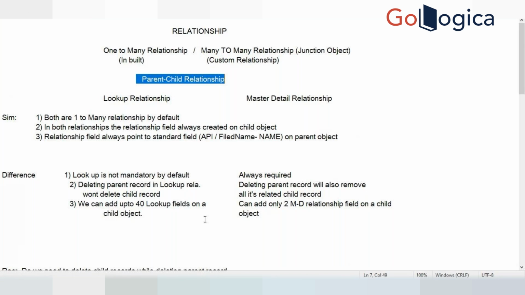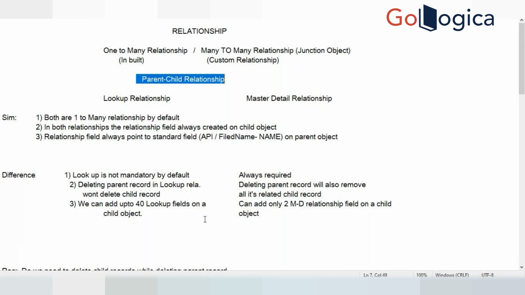Now in Salesforce, we can set up a one-to-many relationship or many-to-many relationship by using a lookup relationship field or master detail relationship field. That's why whenever we try to add a new field in an object, you get the option of lookup relationship field and master detail relationship field. What is the difference between them, and what are the similarities? The similarities are that both lookup and master detail are one-to-many relationships by default.